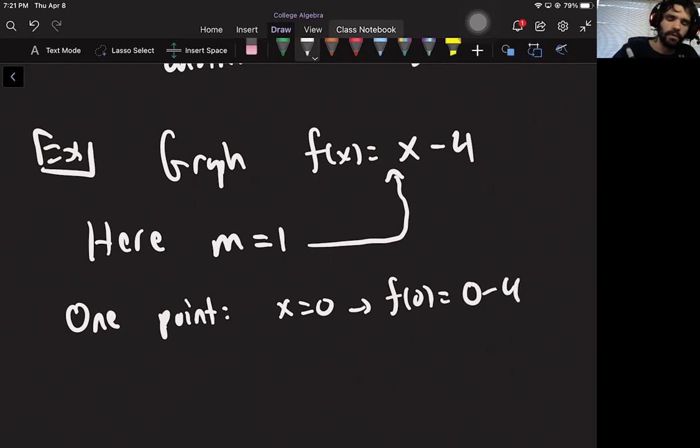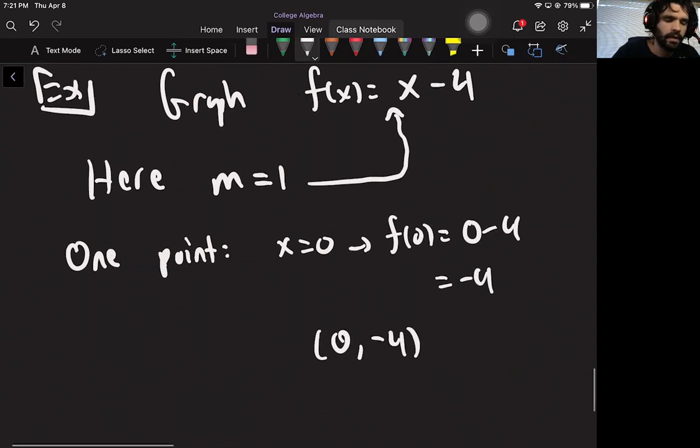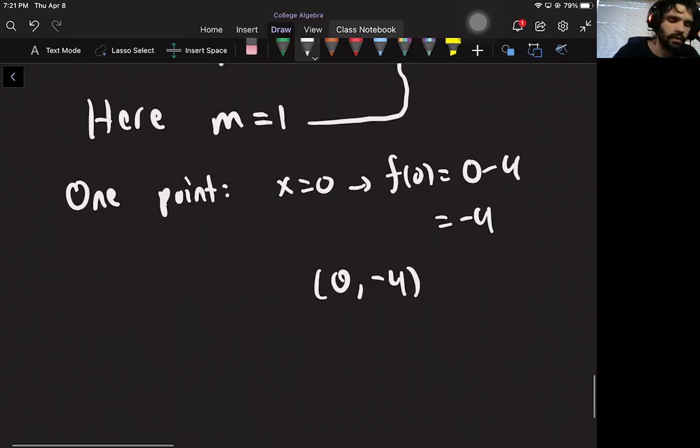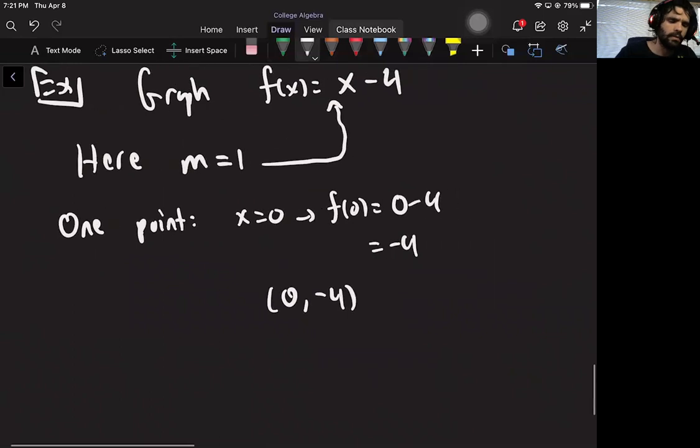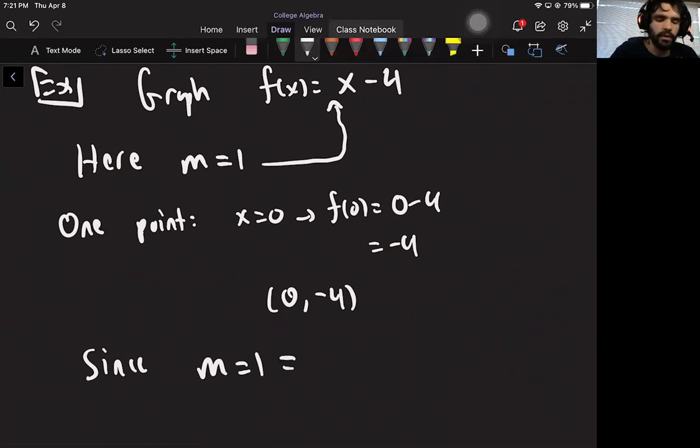0 minus 4 is -4. So 0, -4. So we get 1 point. And instead of getting a second point, we are going to do something a bit cooler. So we're going to think about the slope as a ratio. Really, that's how it was defined. It's really y2 minus y1 over x2 minus x1.